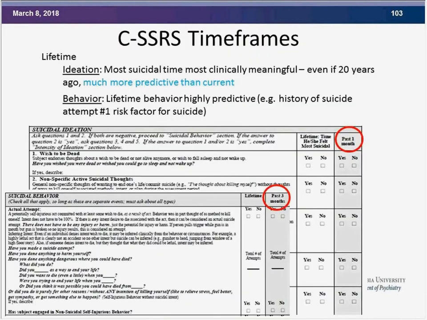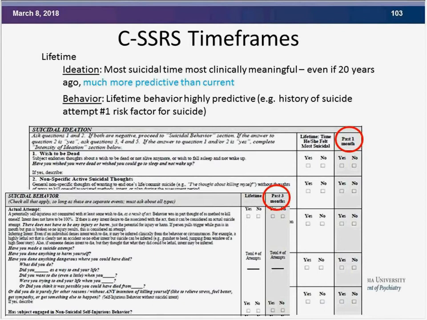Now, the time frame for worry is very important. If you do the full version of the scale, the first time you see someone, we recommend doing the lifetime recent version, which gives you a lifetime history as well as a recent risk profile. And so for lifetime, for ideation, you would be asking them about the time they felt the worst in their life. Because Aaron Beck showed a long time ago that the time someone feels the worst or most suicidal in their life is very predictive of how the rest of their life will go. And so even if it was 20 years ago, you're asking about the time they felt the worst.